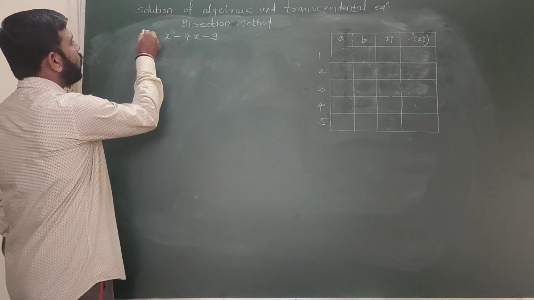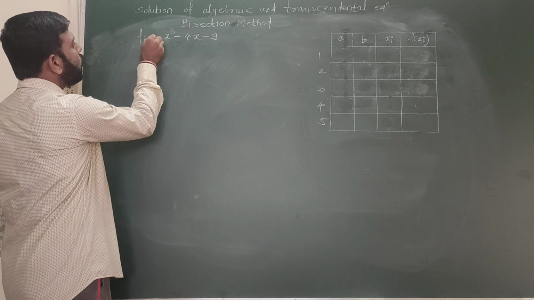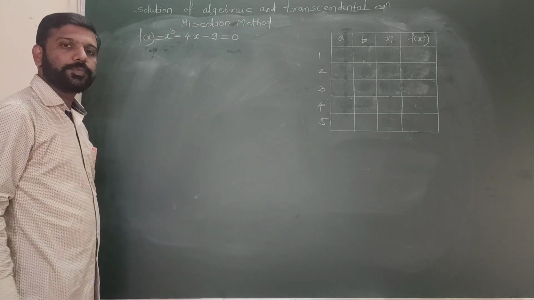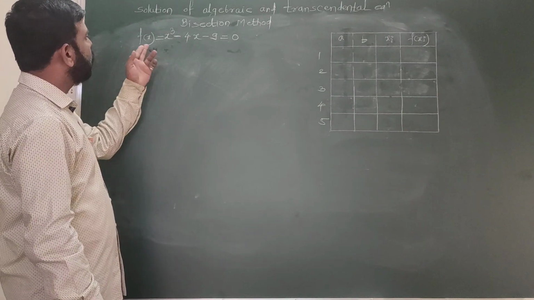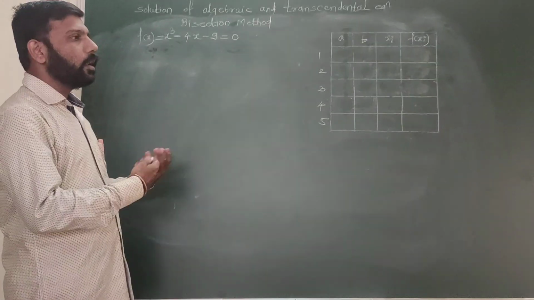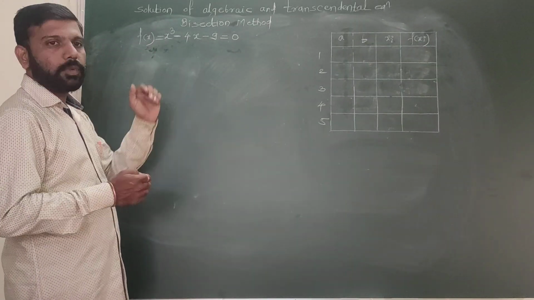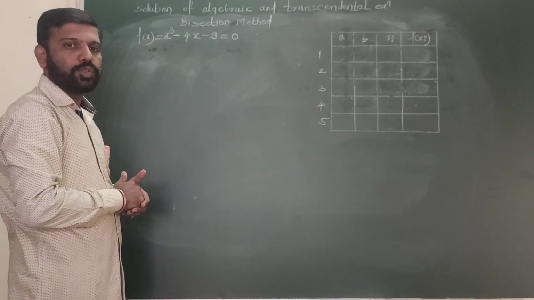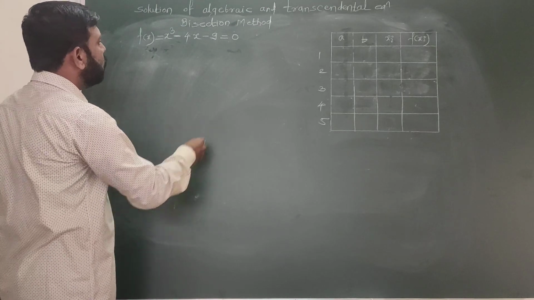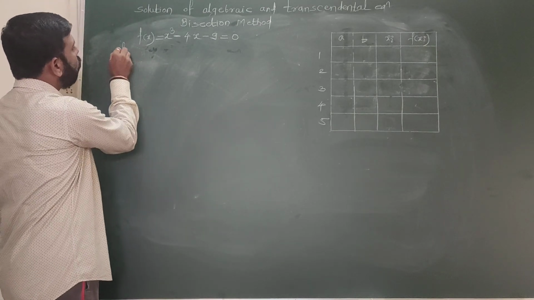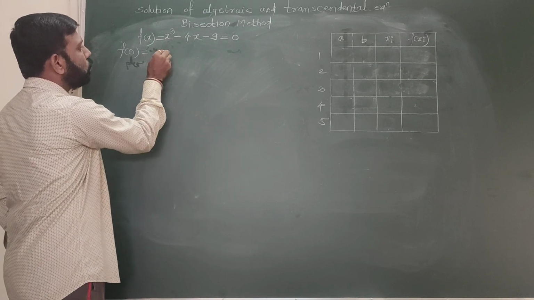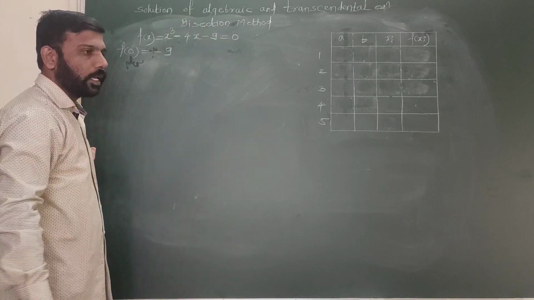Now this equation is already in a proper form, we only have to denote this as f of x equals to 0. Any equation we write in this form, f of x with all the terms on the left hand side, which is equal to 0. Then we start with the first value, f of 0, substituted in this polynomial. So the first value we have is minus 9.